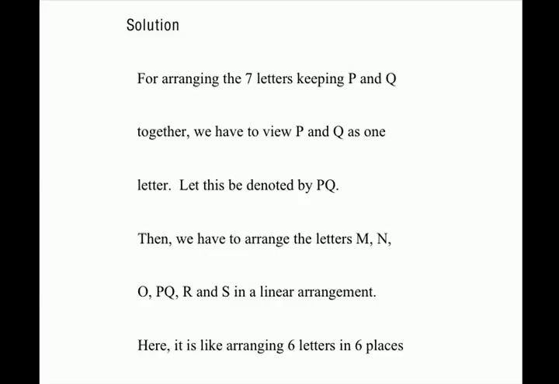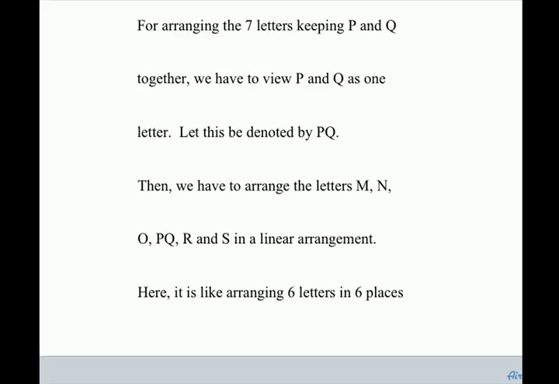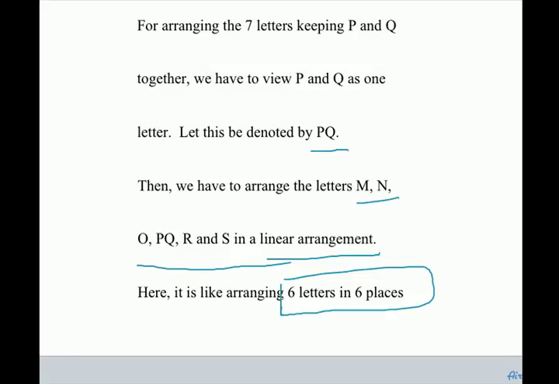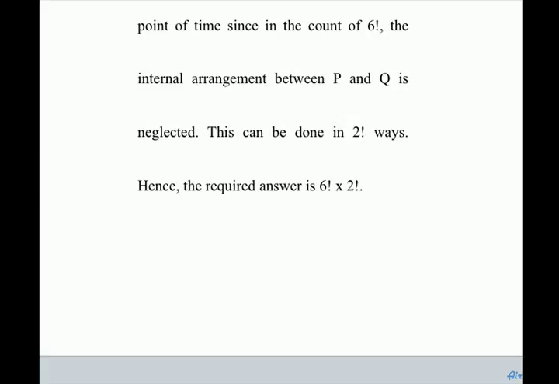And here is the formal solution. Essentially what it's saying is that for arranging 7 letters with P and Q together, we create a new dummy letter called PQ, and then we arrange the balance in a linear arrangement, and that is like arranging 6 letters in 6 places, which is nothing but 6 factorial. However, the solution is not complete because P and Q can be Q and P, and that can be done in 2 factorial ways, and the final answer being 6 factorial into 2 or 2 factorial, which is the same thing.